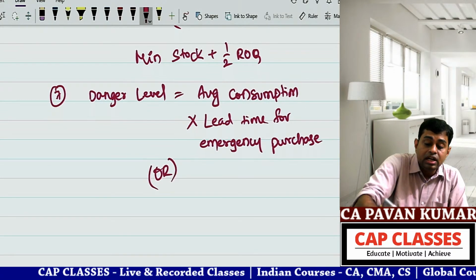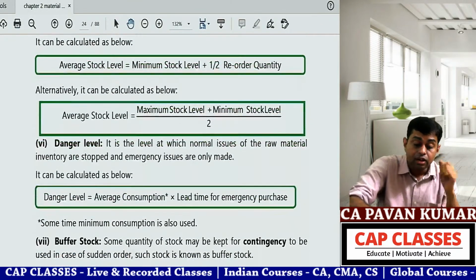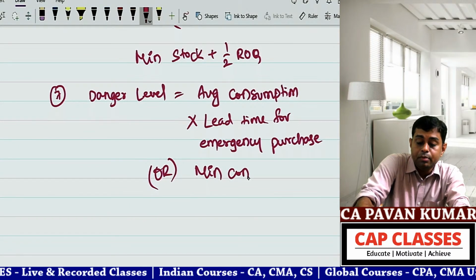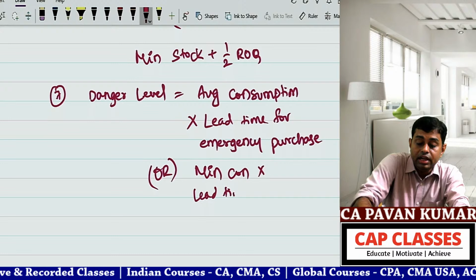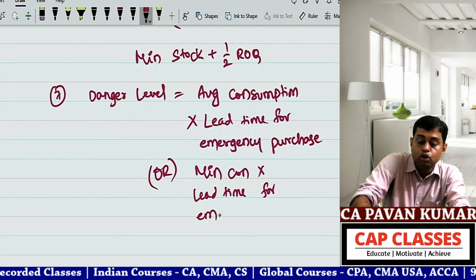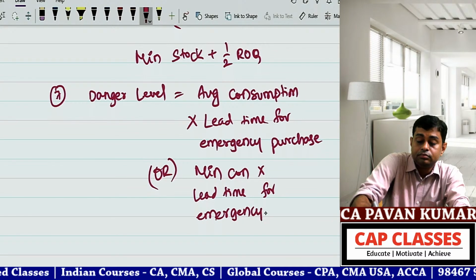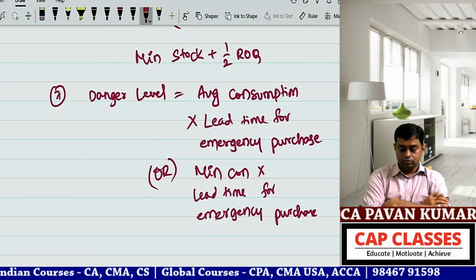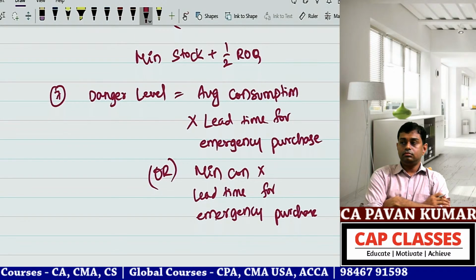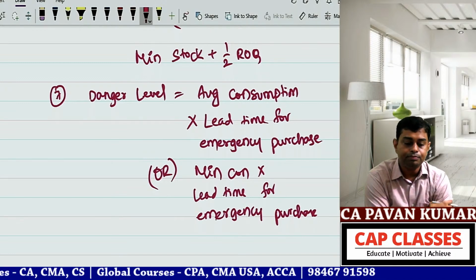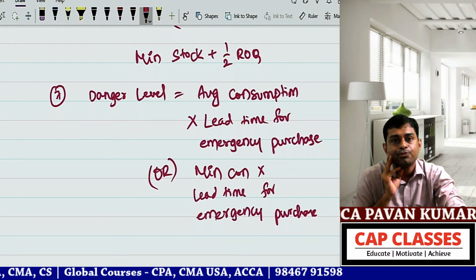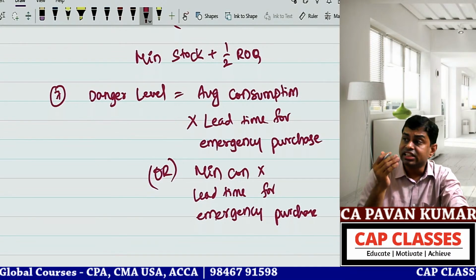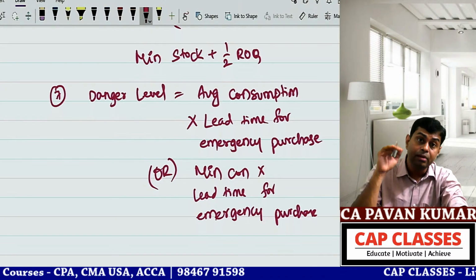Or sometimes instead of average we can take minimum also: minimum consumption into lead time for emergency purchase. Both are correct formulae. So some companies follow formula 1, some companies follow formula 2. Danger level is equal to average consumption into lead time for emergency purchase. Instead of average consumption, sometimes we might take minimum consumption also.